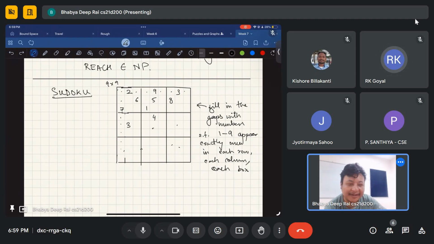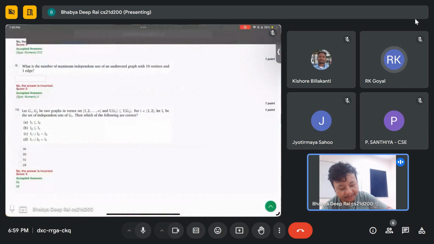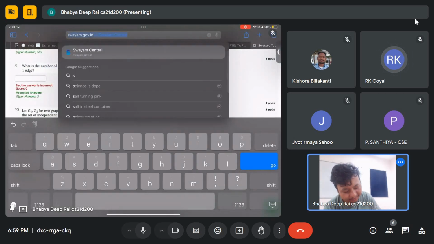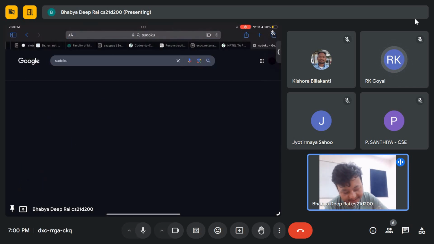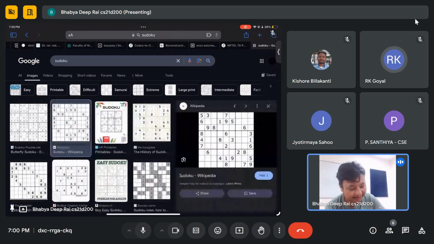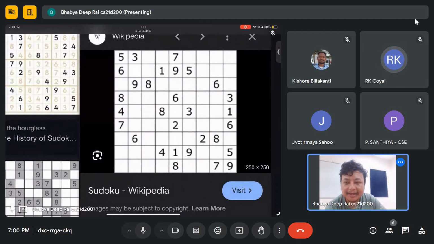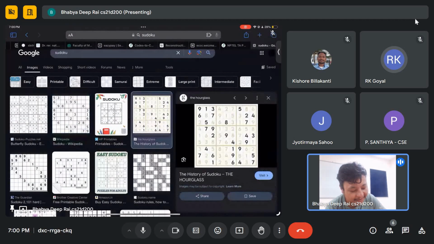You just need to keep filling in, using some kind of trial and error, and then fill the gaps with numbers and try to solve the entire Sudoku. For example, maybe I can do a search here for Sudoku images. This is what a Sudoku looks like, and then you fill in the numbers, and finally the solution looks like this.